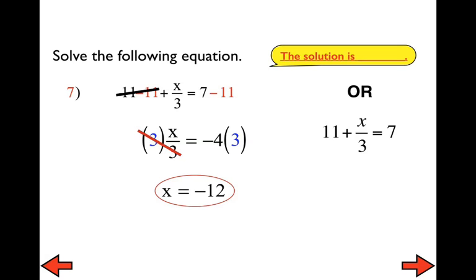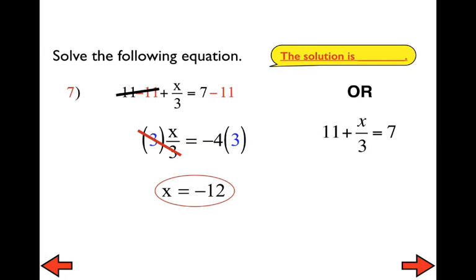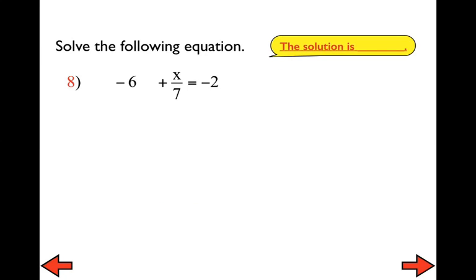Don't forget that you also could add negative 11 to both sides, which gives us our 0 right there. And we still end up with x over 3 equals negative 4 before we do that last little step of multiplying both sides by 3. All right, pause this lesson and go ahead and try number 8.